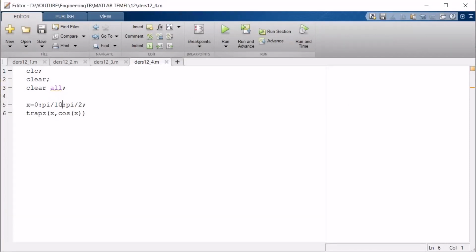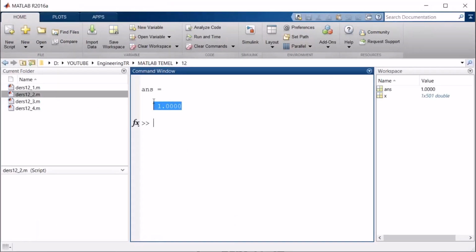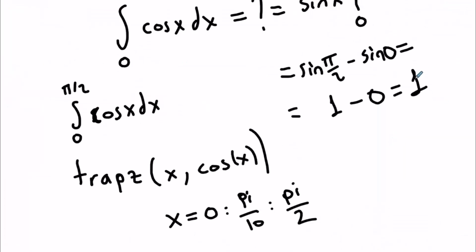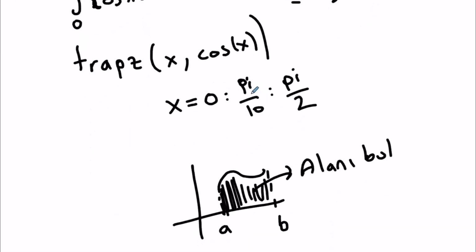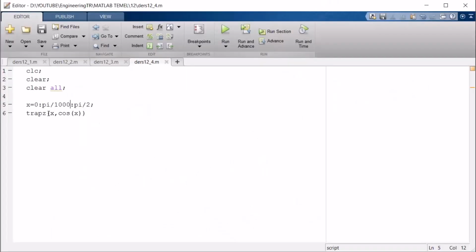Well, now I ask this. Here we took pi/10 steps. I wonder, if we took smaller steps like pi/1000, how close would the result be to 1? I'm running it again, and look, my friends, it gave exactly 1 here. In other words, it gave the result 1, which we found with the direct integral command. So stepping in pi/1000 steps from a to b, from 0 to pi/2, helped me find the actual result. So our other alternative to integral is trapz, friends. For now, this is basically enough for us, I think. Hope to meet you in another video. Goodbye.